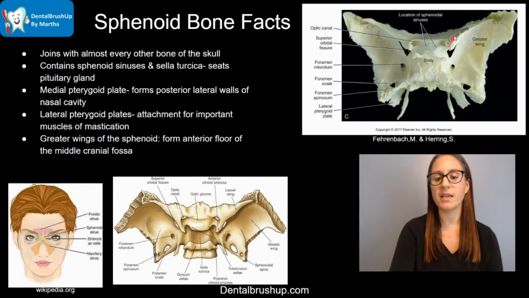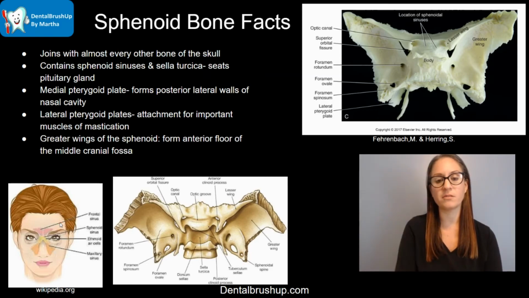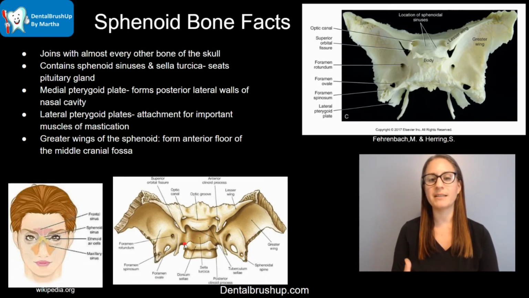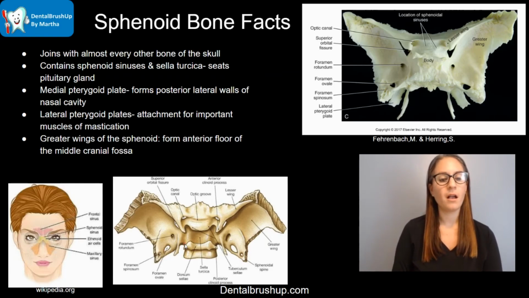So up here on the image, you can see the location of these sphenoid sinuses, but you can also take a closer look down here and see on the image where those sinuses are located on this frontal portion of your face. And it also has this area known as the sella turcica, which is located right in here, and that is where the pituitary gland sits. So that's a very important anatomical landmark.